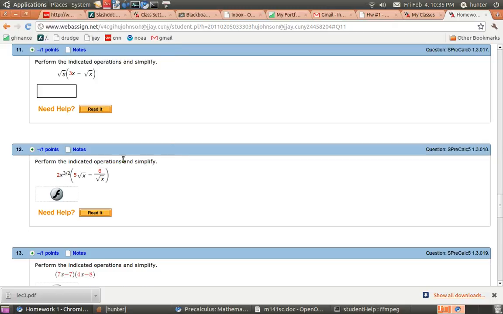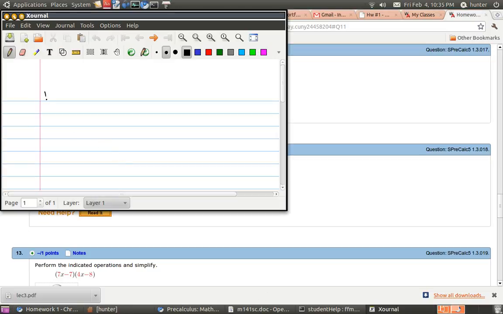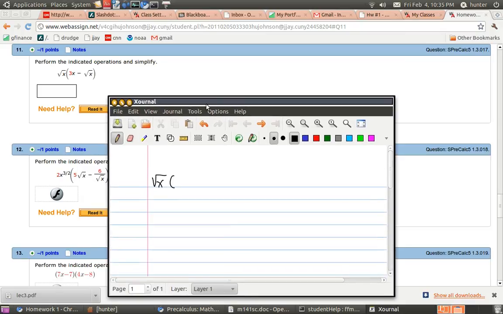So let me open something to write on. So it's the square root of x, and these red numbers are randomized, so you might have another number here instead of 3, but it should work the same way. So what we're going to do is multiply this in, like this. Okay, so let's see what happens after we do that.